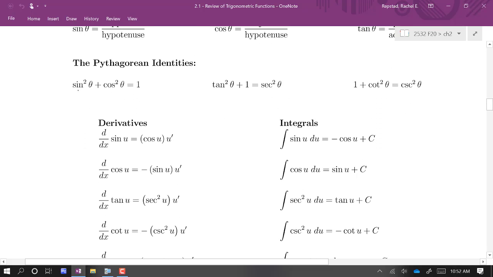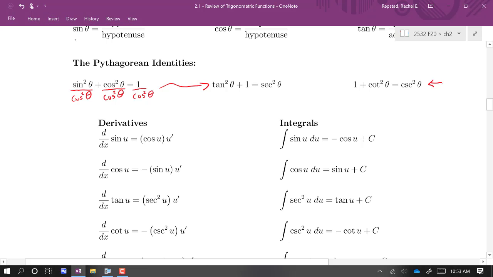We have the Pythagorean identities, and this first one, this is always the one that I memorized. Sine squared plus cosine squared is equal to 1, regardless of what your angle theta is. Now, if you took this equation and you divide through by cosine squared theta, then that gives you that version of the Pythagorean identity. If, on the other hand, you divided through by sine squared theta, it would give you this version of the Pythagorean identity.